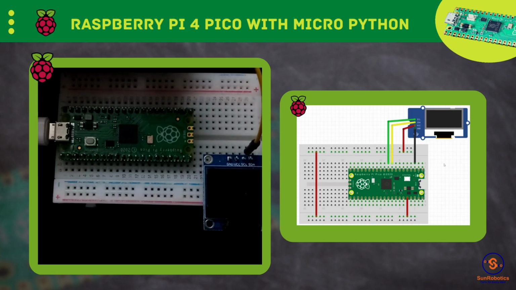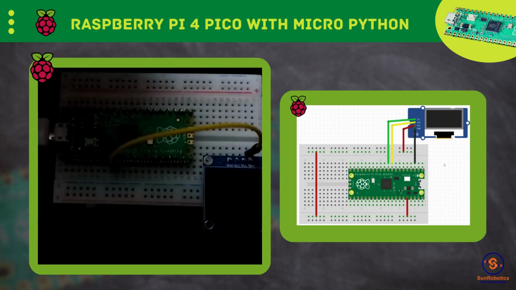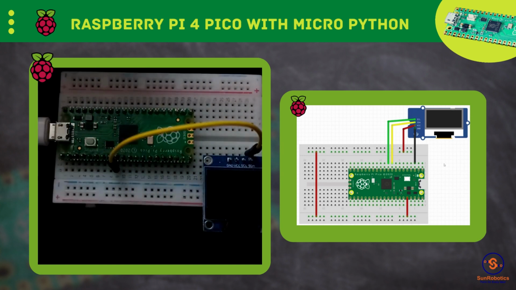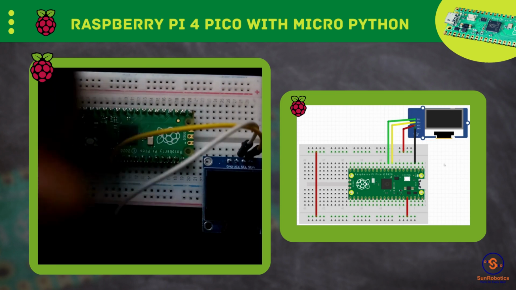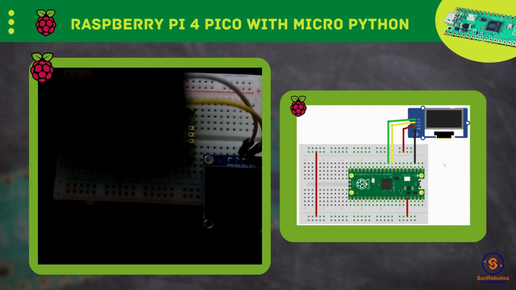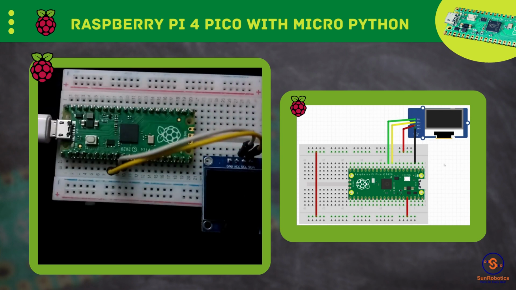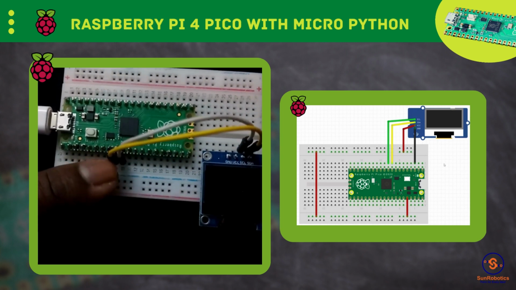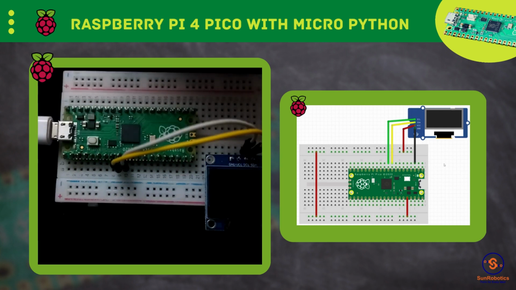SDA should go to GP6 or general pin number 9. I'm taking a connection from SDA to general pin number 9. It's connected. I need to use the other one, that is SCL, which is going to general pin number 10. I just properly connected it over here.